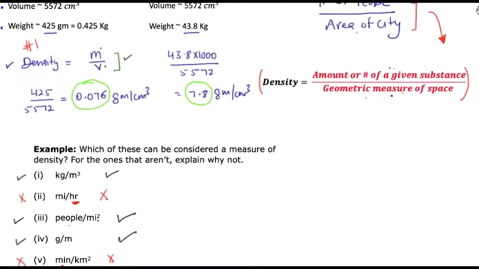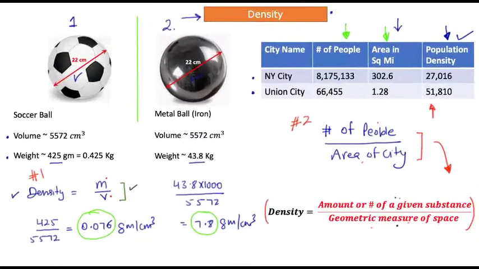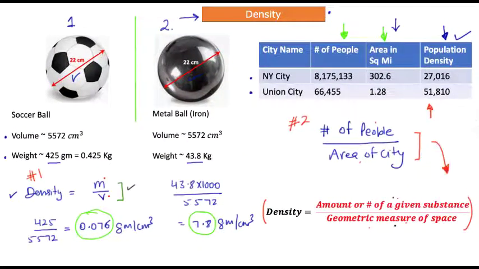With the general concept of the definition of density, this is our key point: how you define density and how you can apply it in different contexts, as long as you stick to the ratio of two items, which is the amount or number of a given substance to the geometric measure of space. Okay, so that is about density.